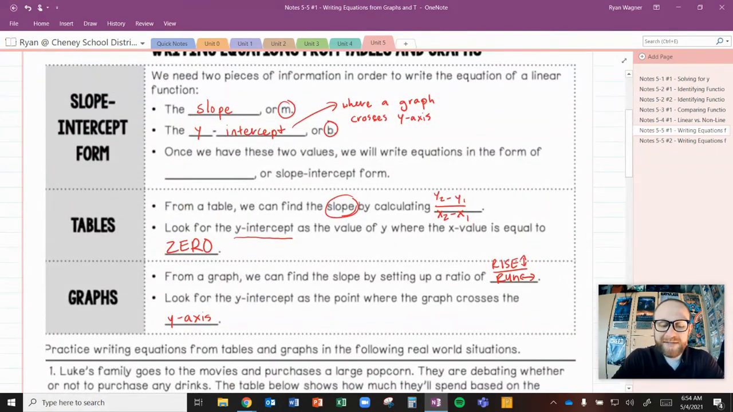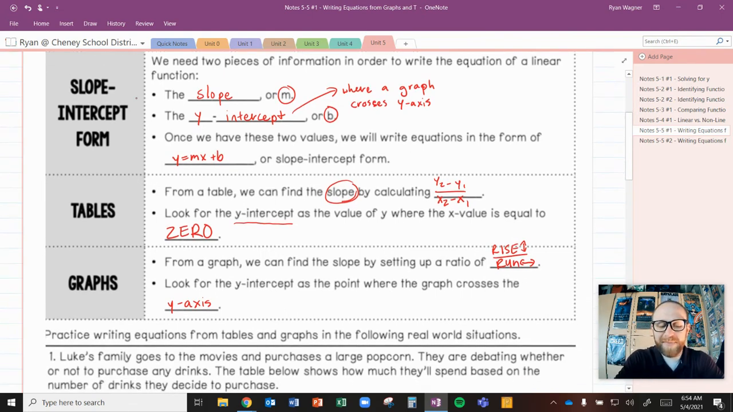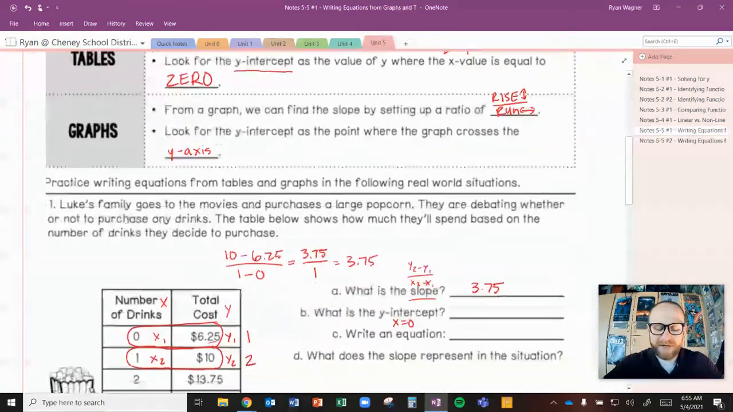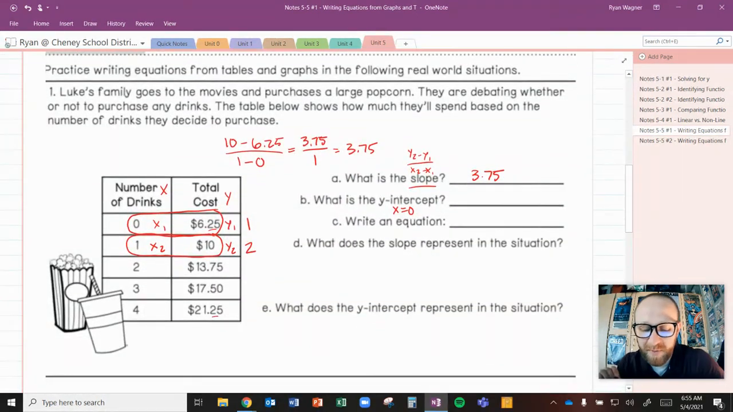Oops, I forgot a blank up here. Once we have these 2 values, we will write equations in the form y equals mx plus b. Okay, I forgot a blank up there where it says slope-intercept form. I was just thinking about that. I apologize. Okay, back to our example.